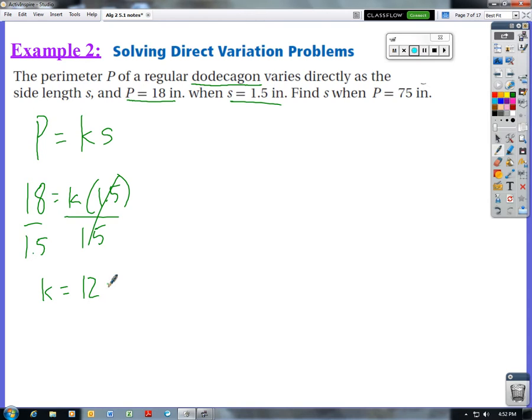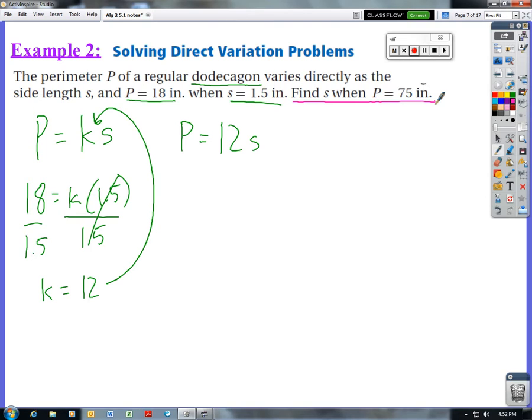And then I'm going to take that and plug it back in to my K here. And I get the formula P is equal to 12S. So the perimeter is equal to 12 times the side length, which totally makes sense because we know that a dodecagon has 12 sides. It's pretty sneaky of these math book writers.